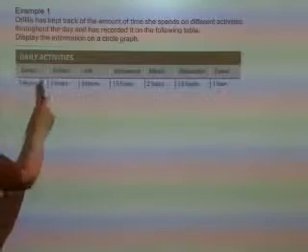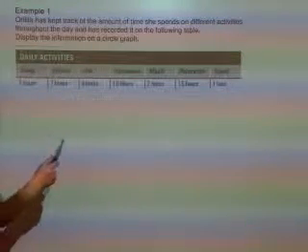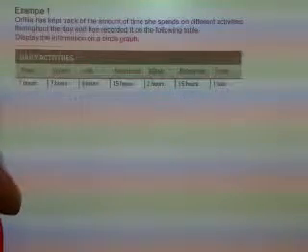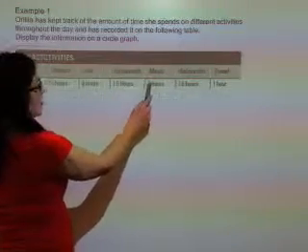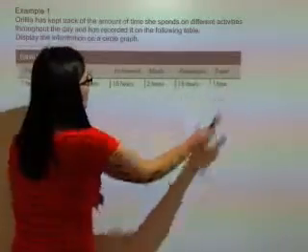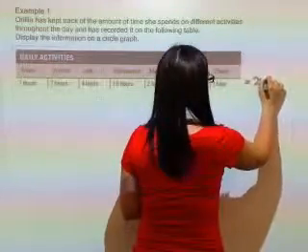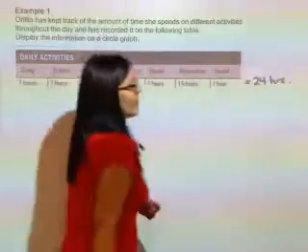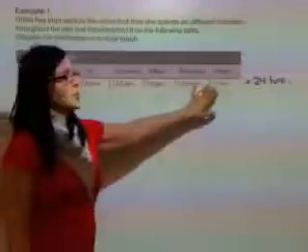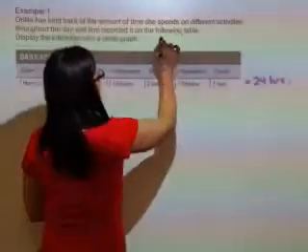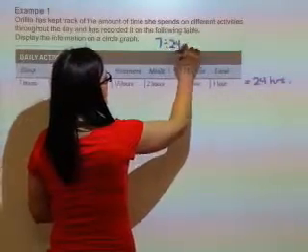To do my percentages, the first thing that I would have to do is add these together to find out what my total is. 7 and 7 is 14. Another 4, that gives me 18, 19, 20, 23, and 24, because there's 24 hours in a day. So now I convert all of these into percentages. So 7 divided by 24 times 100.